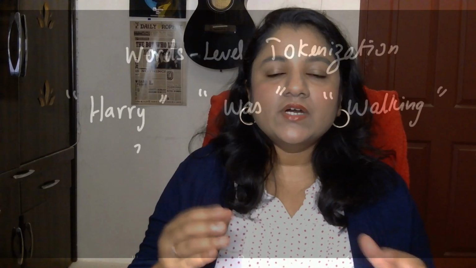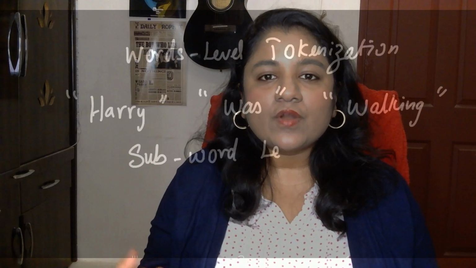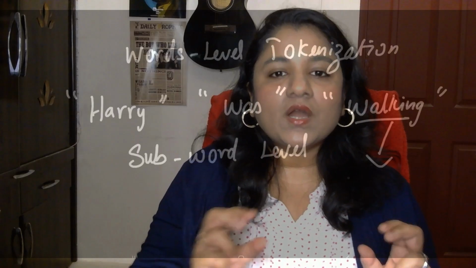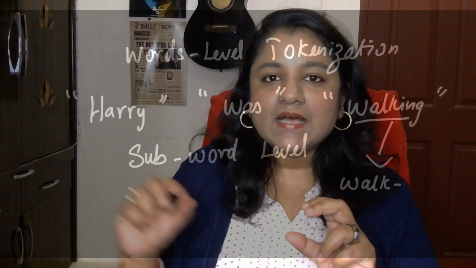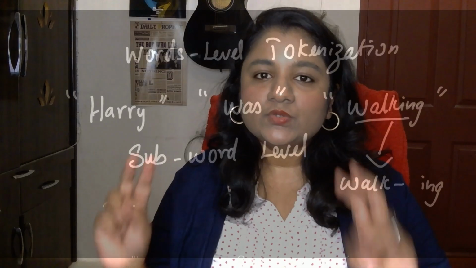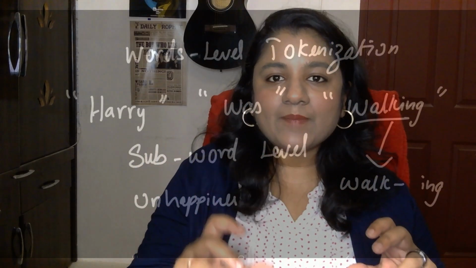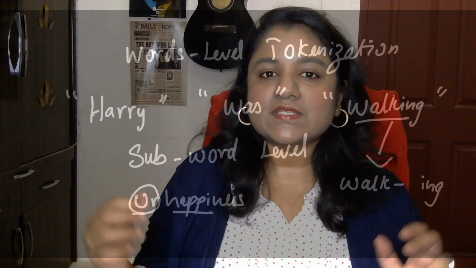There is sub-word level tokenization. This is useful for complex languages or for reducing vocabulary size. For example, the word walking becomes walk and ing, 2 tokens. Or unhappiness becomes un, happi, ness, 3 tokens. Why does this matter? Because new or rare words can be broken into known pieces.